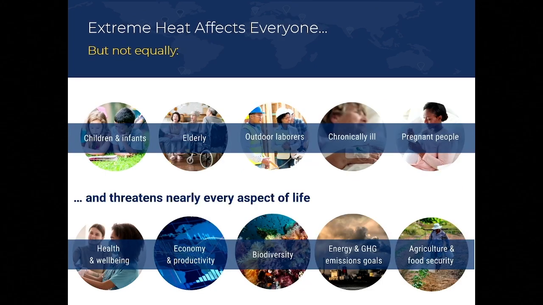So extreme heat is a cross-cutting issue. It impacts every part of society: children and infants, the elderly, outdoor laborers, the chronically ill, pregnant people, but also every aspect of life. So it has economic impacts, biodiversity impacts, agriculture, and food security. And these are all issues that coastal cities are dealing with as well. Next slide, please.